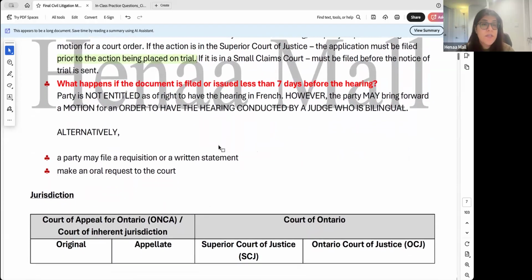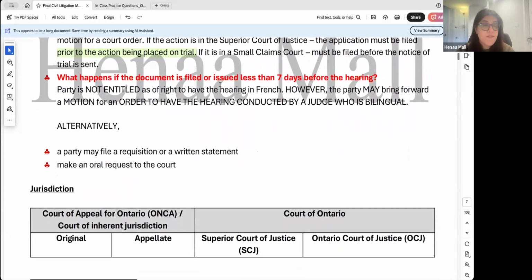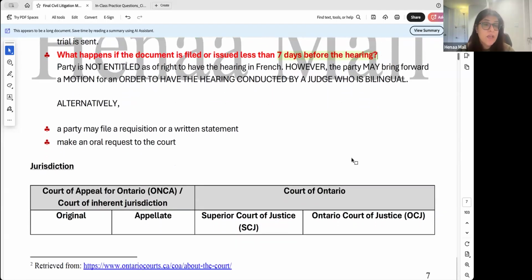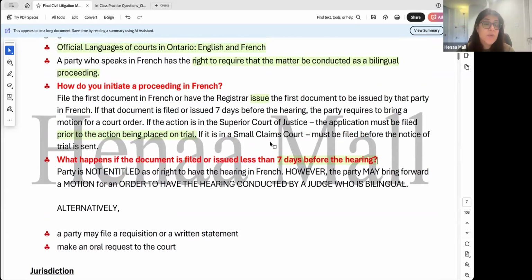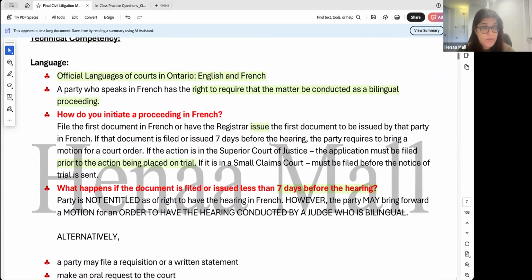And what happens if the document is filed or issued less than 7 days before the hearing? Well, then you're not entitled to have a hearing in French, but you may bring in a court order saying that a judge who's fully bilingual should hear the proceeding. Alternatively, a party may file a requisition or a written statement. You can make an oral request to the court that we want the proceedings to be in French.